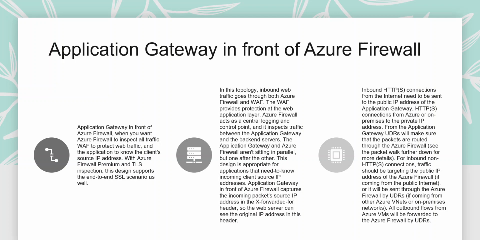So wherever the inbound HTTPS connection is there from the internet, it will be sent to the public IP address of the application gateway from Azure or on-premise to the private address from the application gateway. So these two help each other.